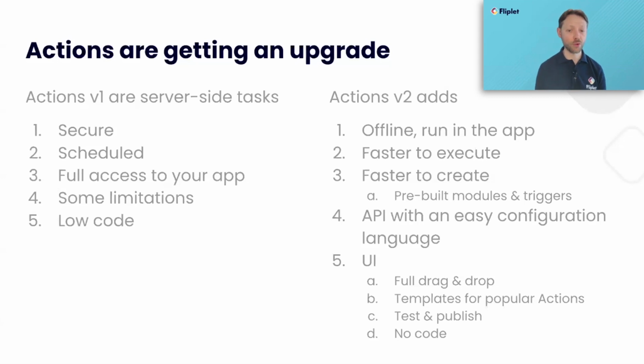You'll also be able to create your own module if we don't have the module that you want, but we hope that most of the common modules will already be pre-built, ready to go, and you won't have to touch anything that looks like code in Actions V2. There's going to be an API with a really easy configuration language. So if you want to use our API, you can. You don't have to. There will be an interface, and the UI will be full drag and drop. It'll have templates for popular actions. It'll have the ability for test and publish, and it will be no code. But actually, I've got an even more exciting update on the UI to share with you.